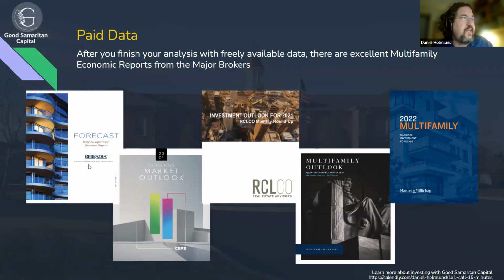All right. Here are some great publications that are free, actually, from the major brokerages. Over here we have Berkadia. Berkadia's reports, all of these reports are great. CBRE, RCLCO. I don't use them as much, but I looked through this report and it was really good. Walker & Dunlop, and then of course Marcus & Millichap. Most of these brokerages actually offer these reports for free. You just need to give your contact information and they'll email it to you.